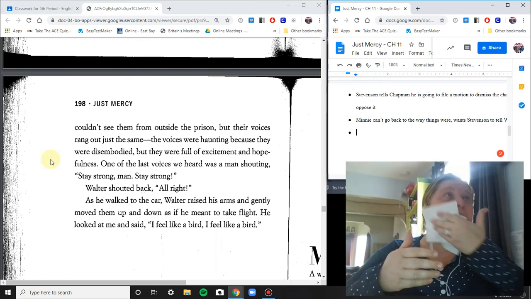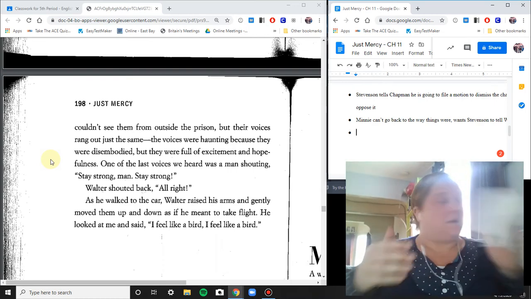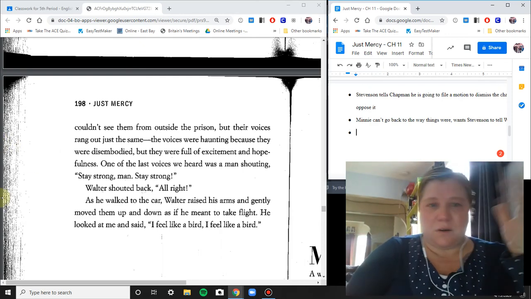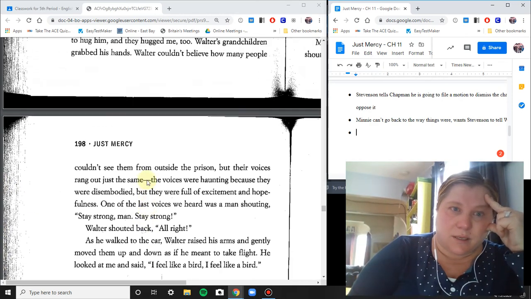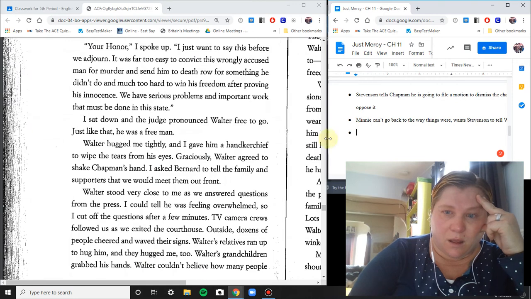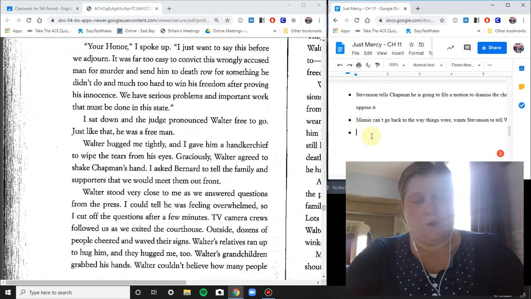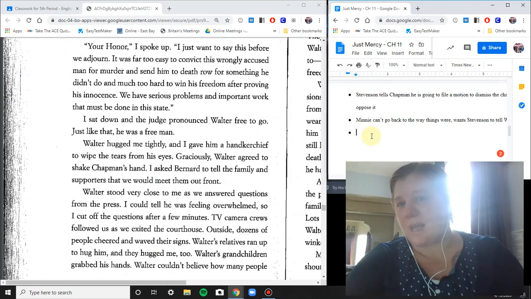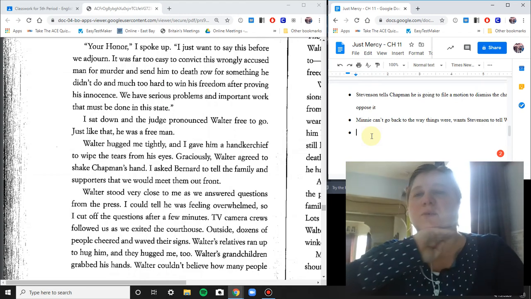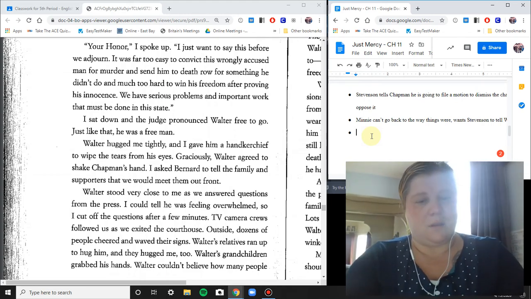Okay. Well, I don't think I cried when I read that the first time. Maybe I did. All right. So, I got kind of caught up in it and I didn't take notes for a while. The last thing I wrote was Minnie couldn't go back to the way things were. Okay.